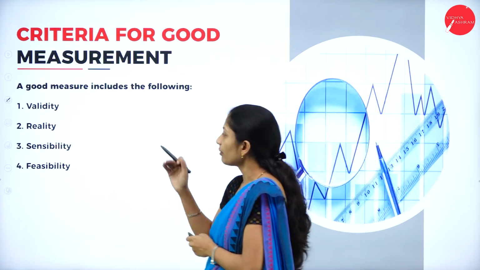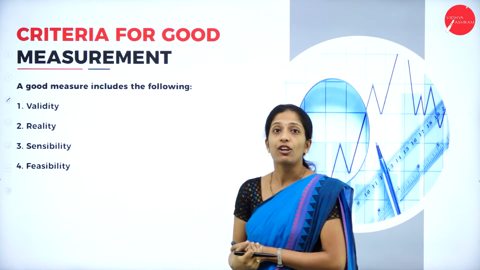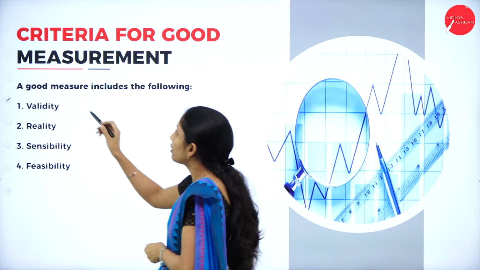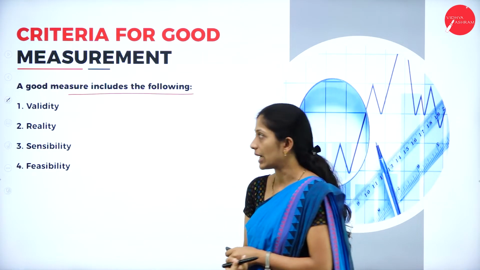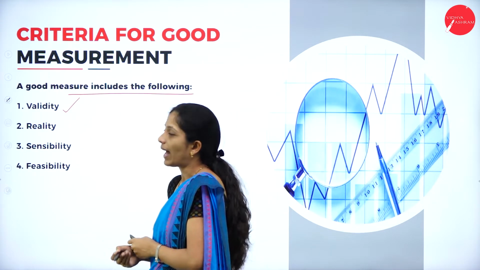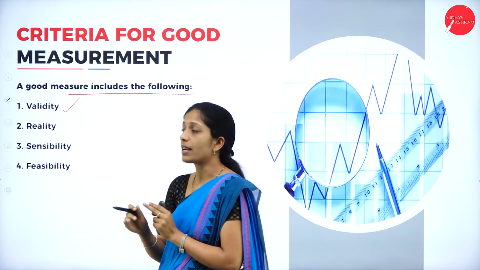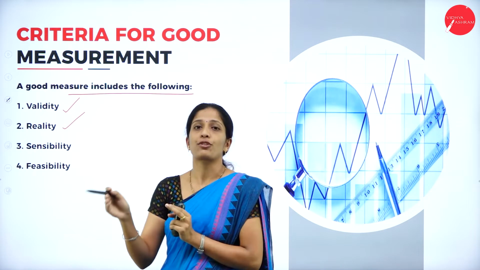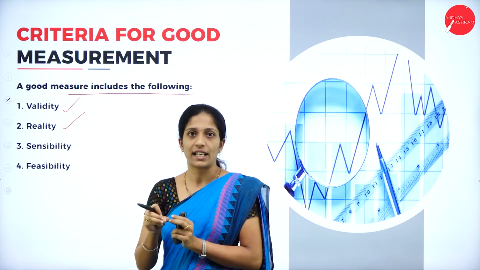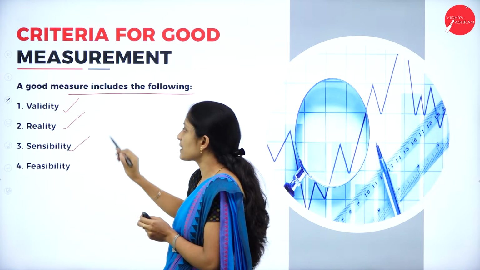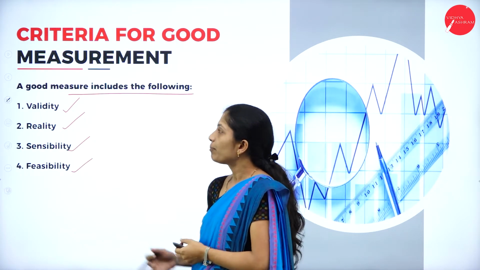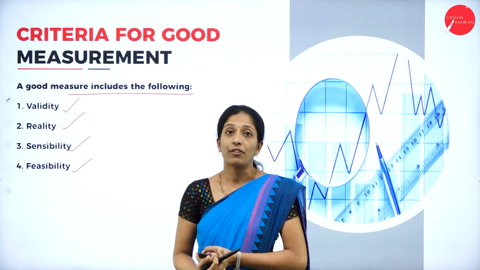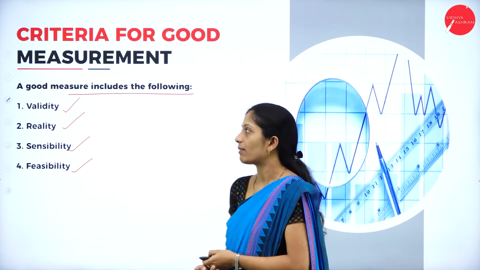Now let us see what the criteria of good measurement are. A good measure includes the following. The first one is validity, so it should be valid. Next is reality. It should include some reality while collecting the data. Next, sensibility. Next is feasibility. These are the main criteria of a measurement. Let us see them one by one.